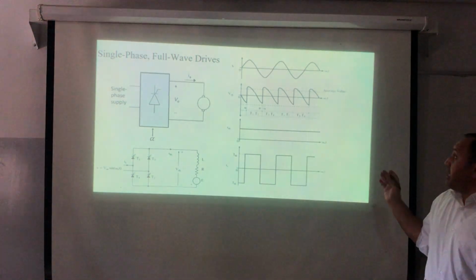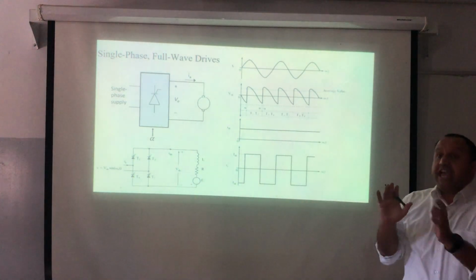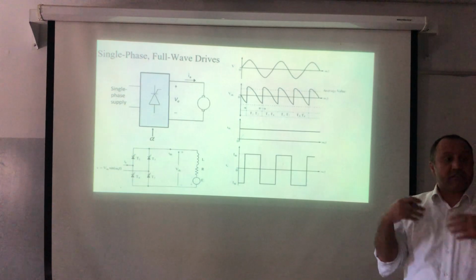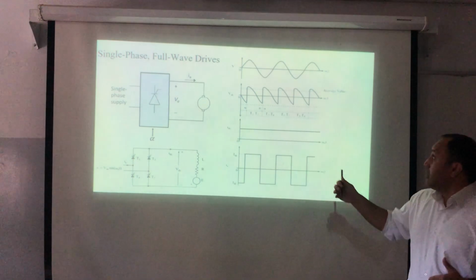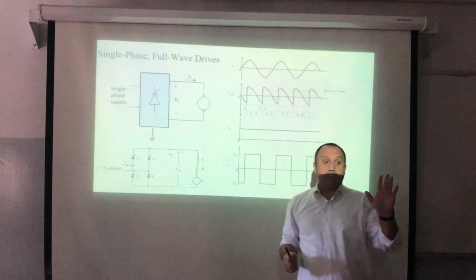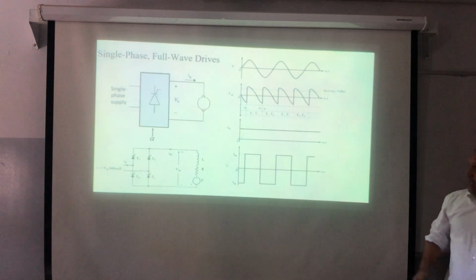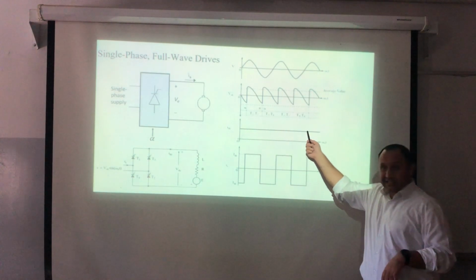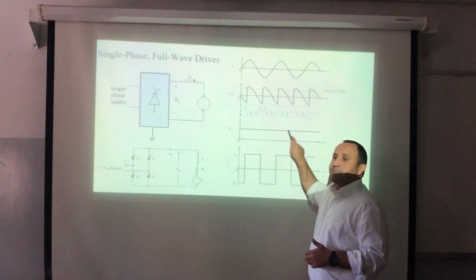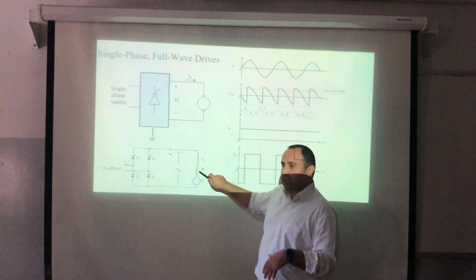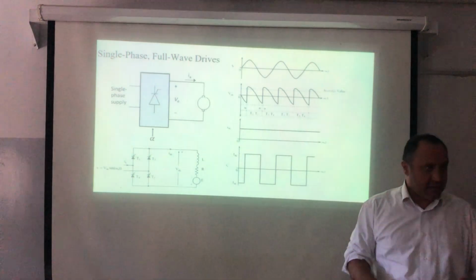Now here, is alpha greater than 90 or less than 90? See the area. Which area is larger, the positive area or the negative area? Positive. So alpha is less than 90. So this plot is for alpha less than 90. Now if you look here, this is the IA, the IDC. I'm assuming it's ripple free. This assumption means I have high enough inductance such that the current is ripple free.